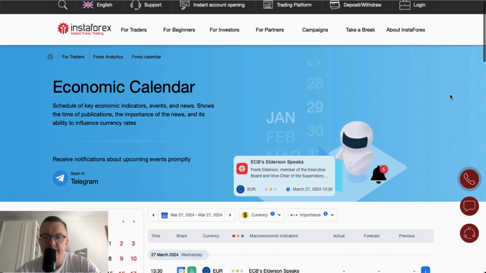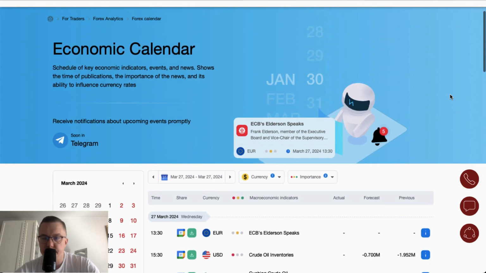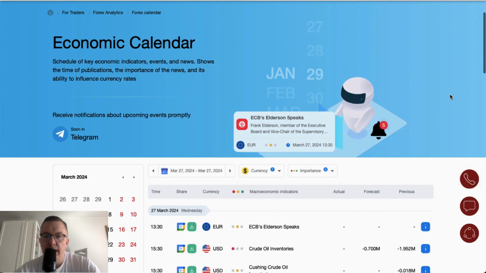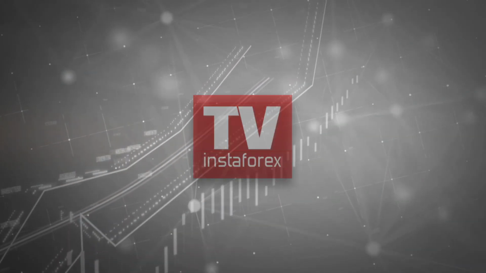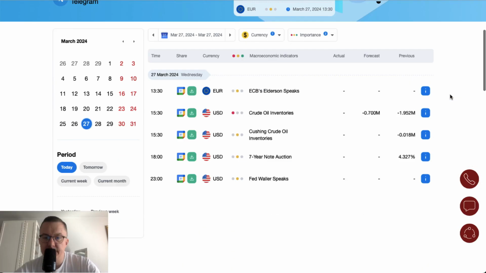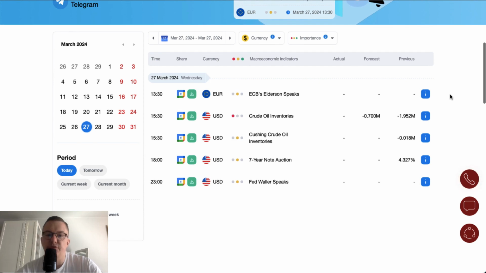Today is Wednesday, March 27, 2024. Let's take a look at the Forex economic calendar for today. As you can see, I got the most important data releases from the 6 major currencies, and what we have here: ECB Elderson speech will be scheduled for release at 1:30. Then we have the major event of the day, crude oil inventories at 3:30, together with the Cushing crude oil inventories. And then we got the 7-year note auction and the Fed Weller speech.